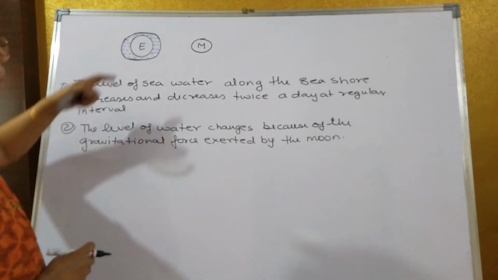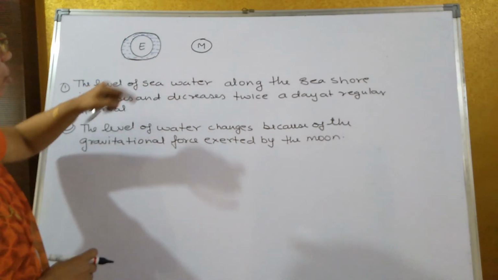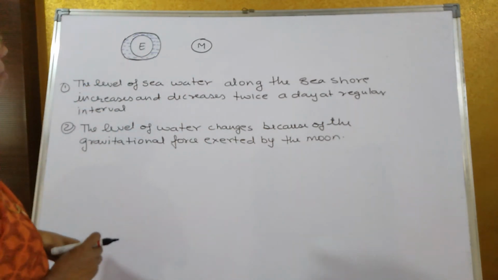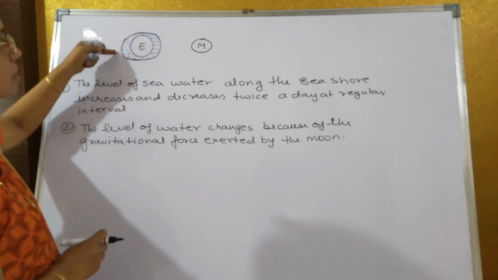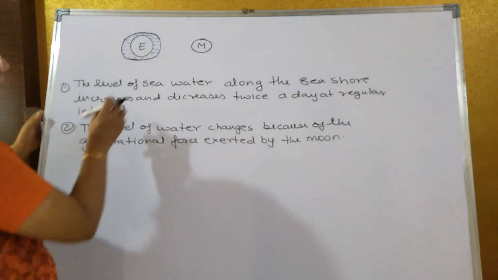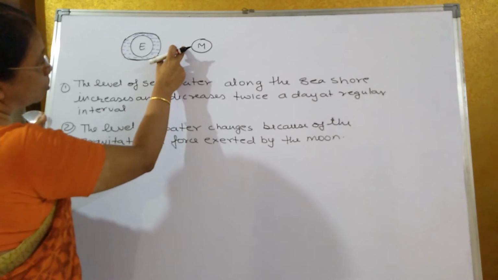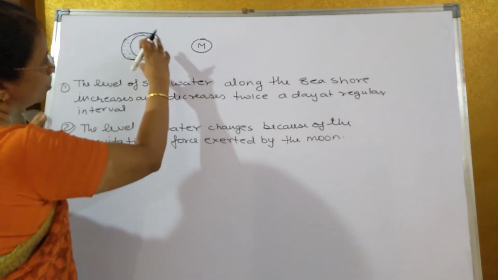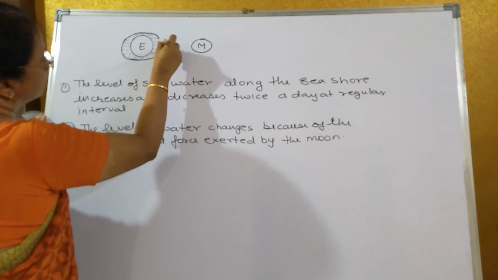It is because of the gravitational force exerted by the moon on the earth. So because of the gravitational force exerted by the moon, the level of the water increases and decreases. When it increases, it is high tide. When it decreases, it is low tide. Now when it is high tide, the water which is nearer to the moon or closest to the moon gets pulled towards the moon. The moon pulls the water towards it, and over here high tide occurs.